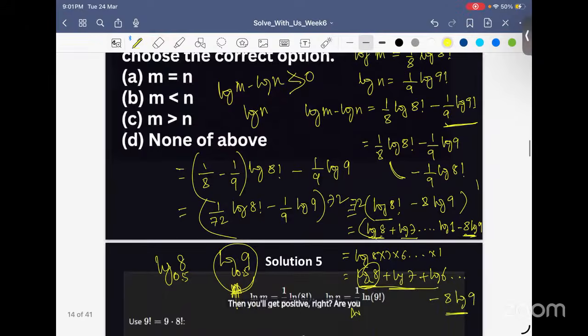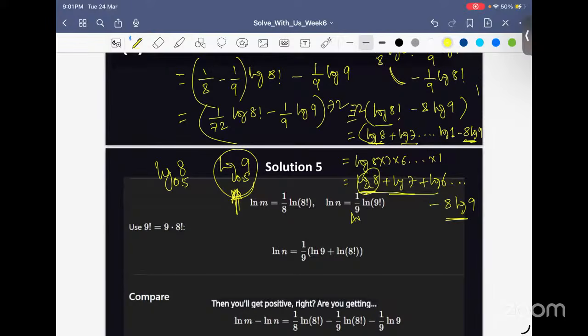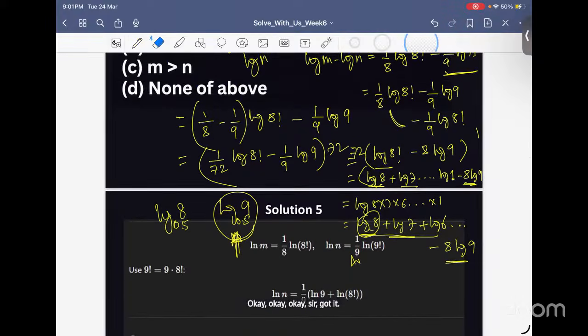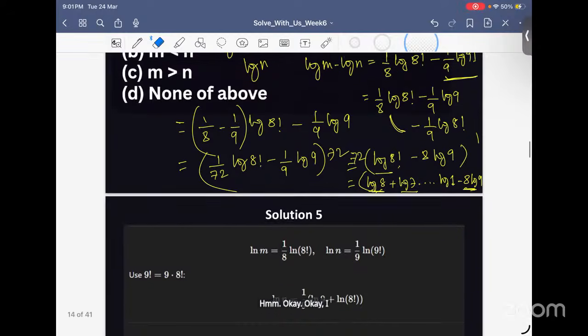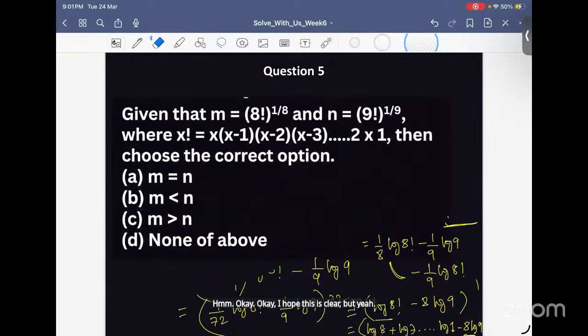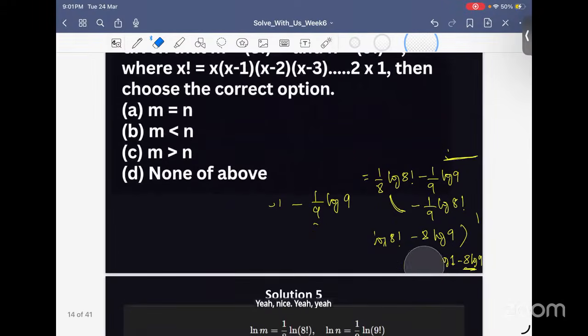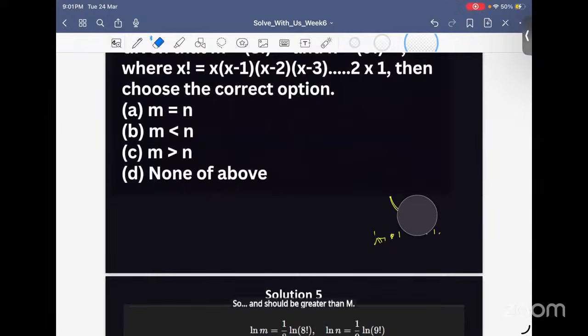Are you getting me? Yes, sir, got it. According to that, the inequality will also change. Okay, I hope this is clear. So n should be greater than m. N should be greater than m. M should be less than n. N will be greater. Yeah, n is greater. Like Nepal is greater than Madras. Okay, something like that.